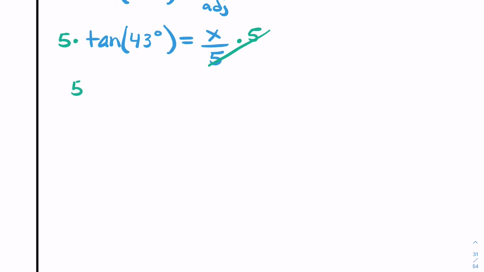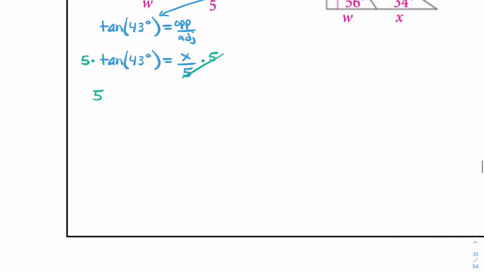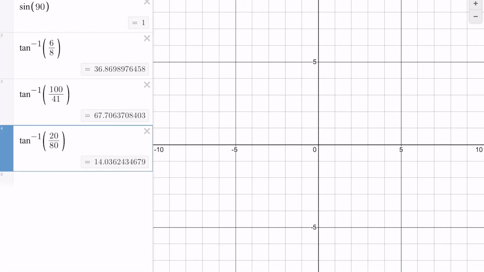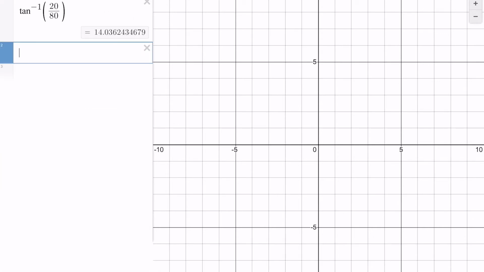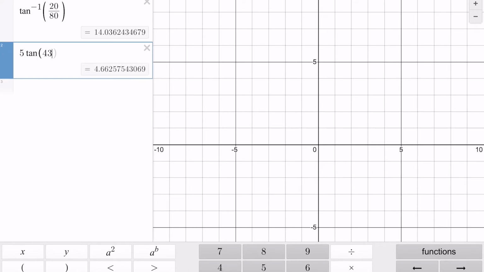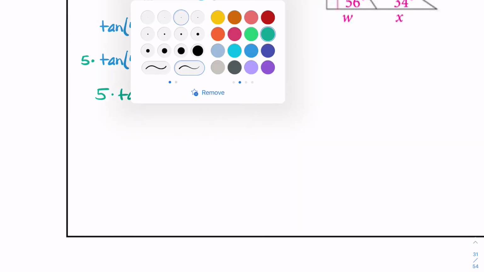So 5 times tangent of 43 degrees equals x. 5 tangent of 43. Okay, 5 tangent of 43 degrees. And we are in degree mode. It looks like it's 4.66. X is approximately 4.66.